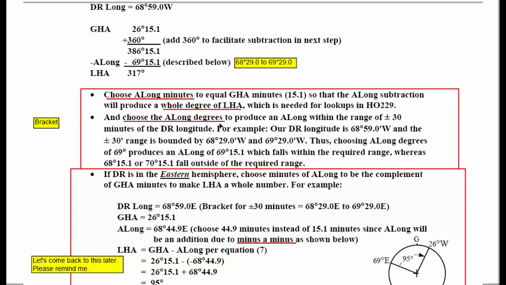Choose the assumed longitude degrees to produce an assumed longitude within the range of plus or minus 30 minutes of the DR longitude. For example, our DR longitude is 6859.0 minutes, and the plus or minus 30 range is bounded by 6829 west and 6929 west. Thus, choosing assumed longitude degrees of 69 produces an assumed longitude of 69 15.1, which falls within the required range, whereas 68 15.1 or 70 15.1 fall outside of the required range.